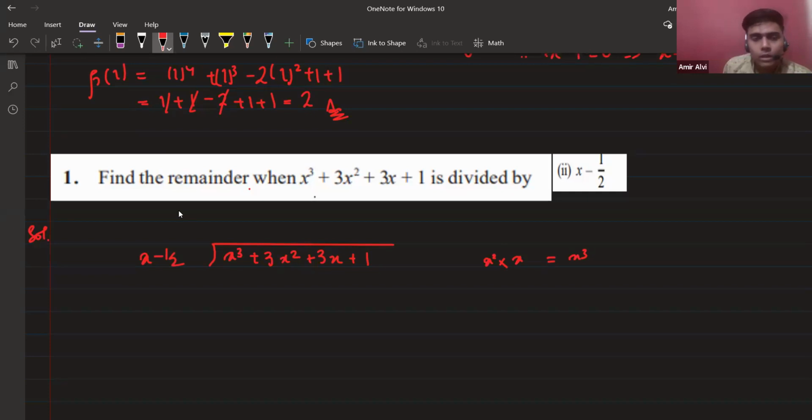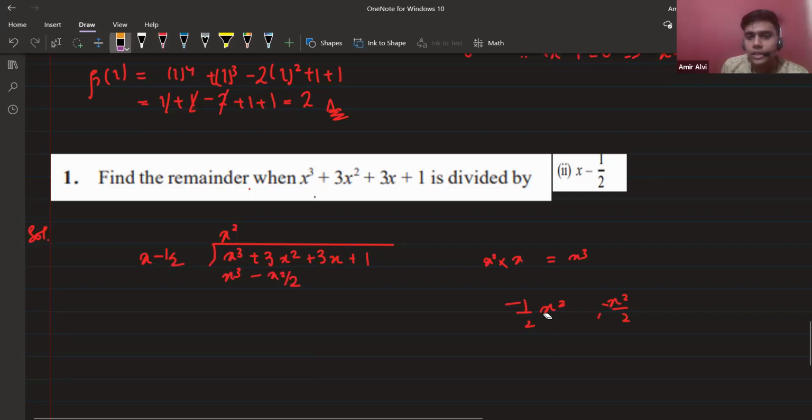So x square is there. x is multiplied, so x cube will be written down. Minus half into x square. So minus half x square, or you can say x square by 2. Is this different? No. They are the same. That's why I've written it.